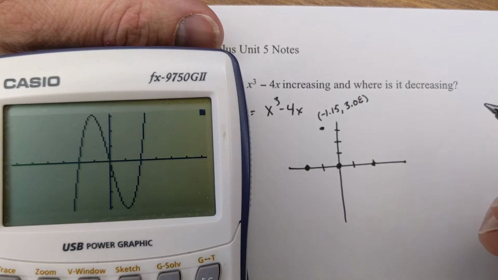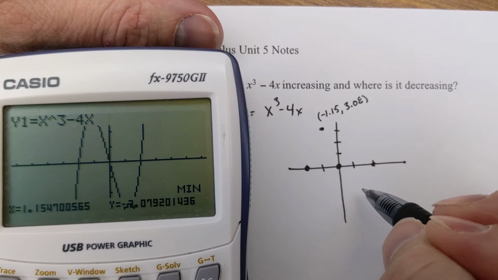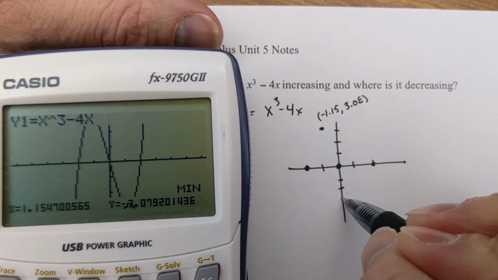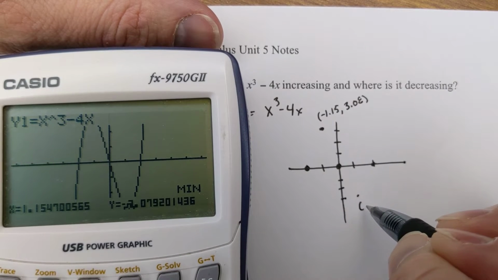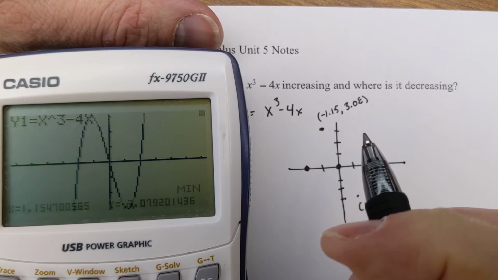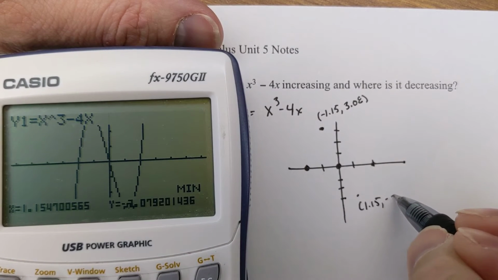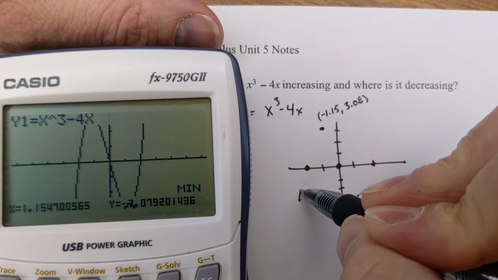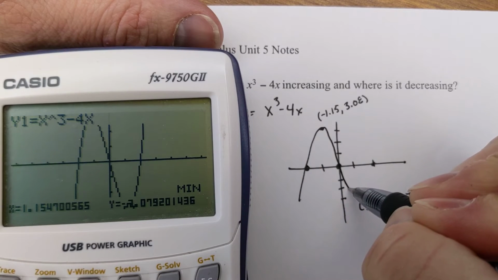And then let's find the minimum. G-solve minimum is down here at 1.15, comma, negative 3.07. So the graph does something like that.